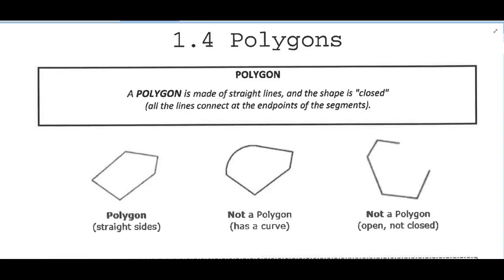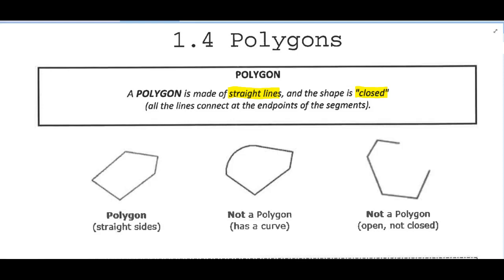Alright, in this video we're going to talk about polygons, their properties, how to name them, things like that. So, definition here, a polygon is made of straight lines and the shape is closed. So it has these two characteristics. All the lines connect at the endpoints of the segments. And we'll talk about that in a second.